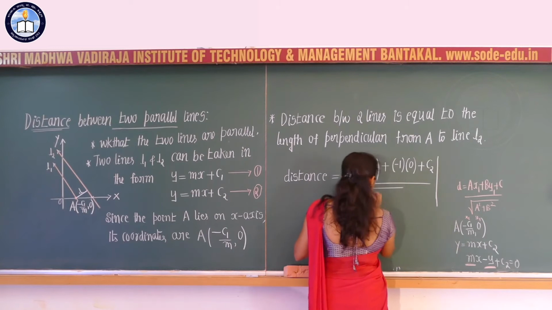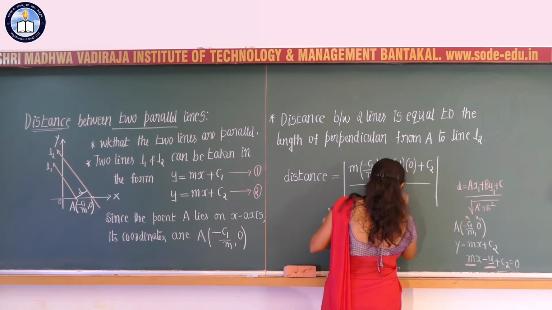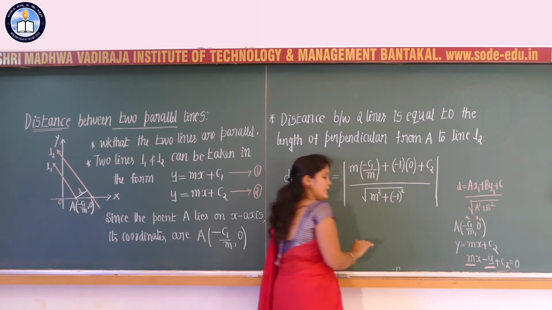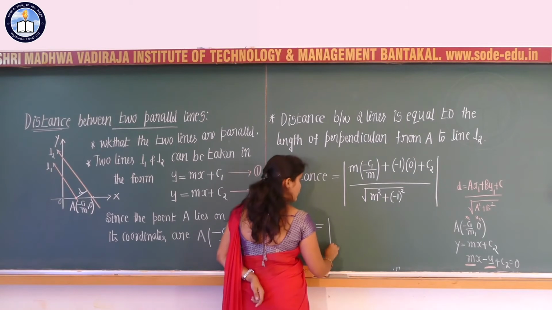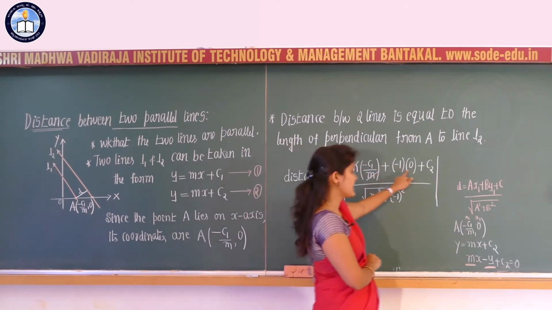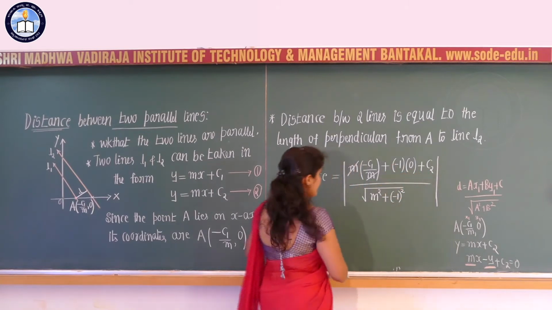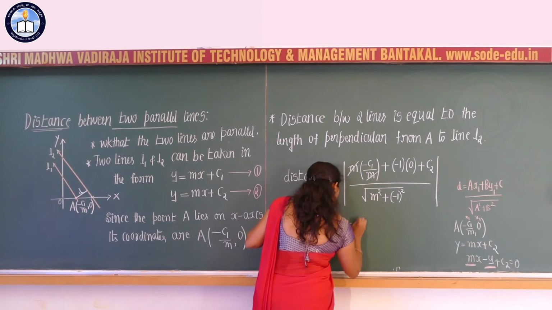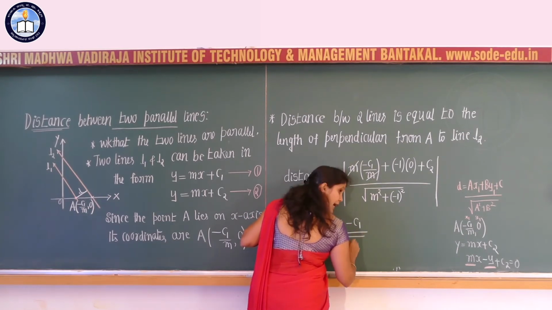A value is m, so therefore m square, plus b value is minus 1, that is nothing but minus 1 whole square. Or this I can write it as, which is equal to m cancels with respect to m, minus c1, second term is 0, minus c1 plus c2, that is nothing but c2 minus c1 divided by root of m square plus the constant 1.